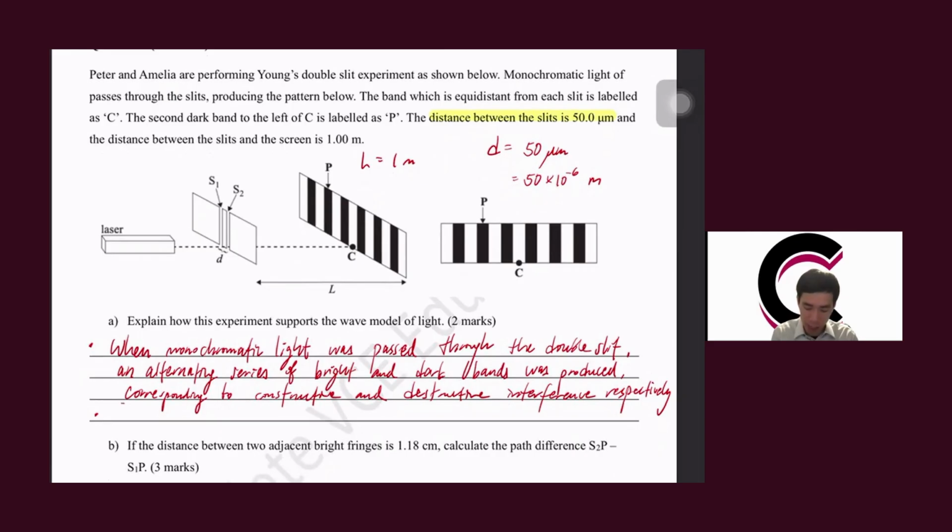Next thing, you must state the fact that interference is a wave, unique to wave phenomenon, okay? Particles, they don't do interference, okay? And so the experiment supports the wave model of light. Keywords.